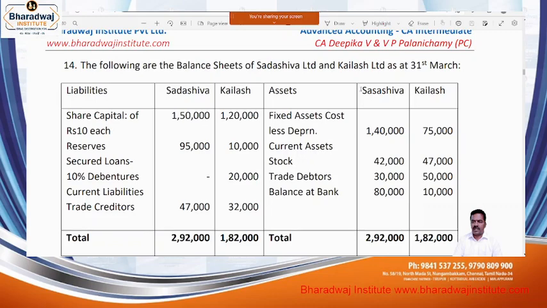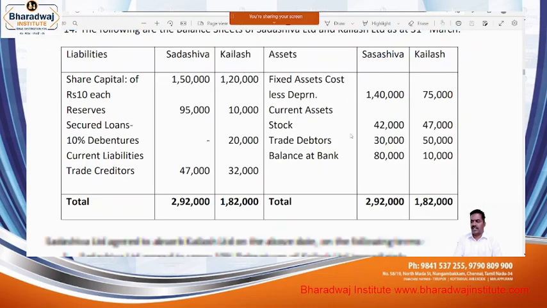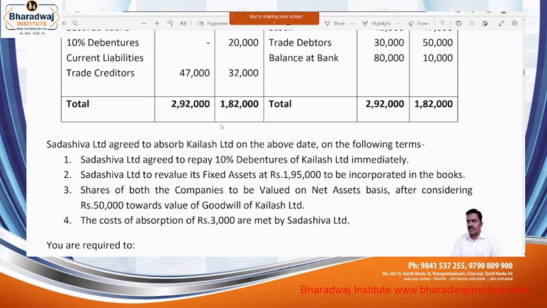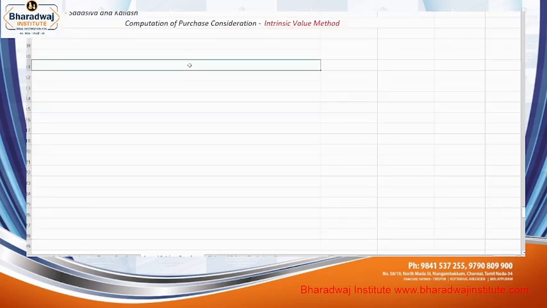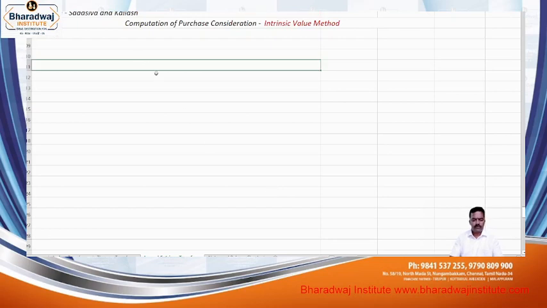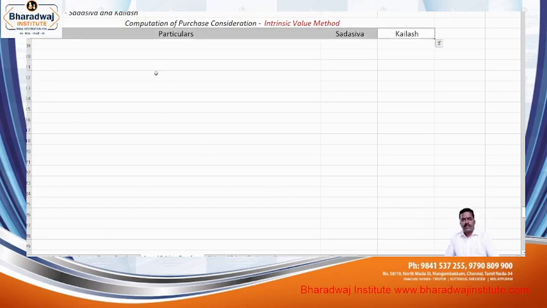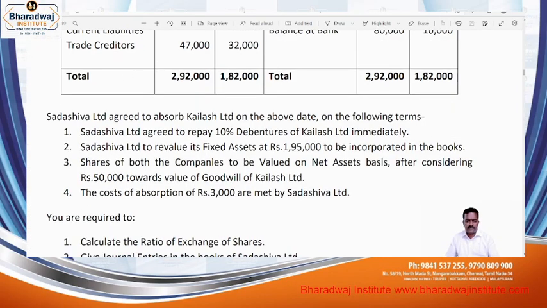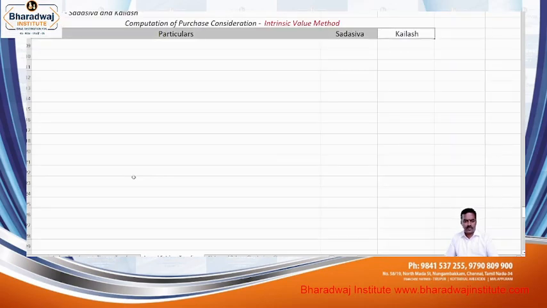You work out in columnar format. S and K, have a column for each. Work out assets minus liabilities, you will get net assets for both the companies. Try to work out net assets for both. What are the revised values of assets given to us? Goodwill, they ask you to consider for which company? Kailash Limited. Let us work out.